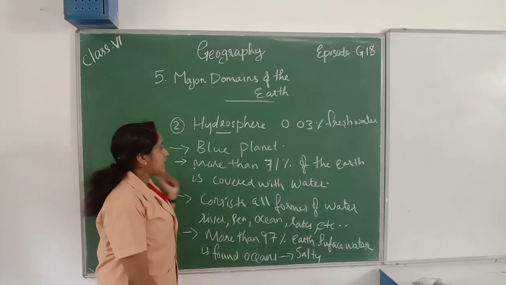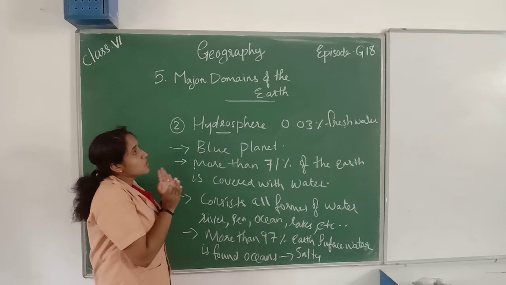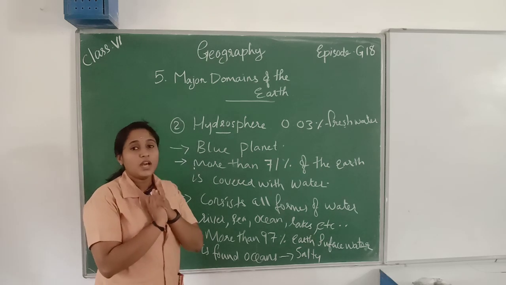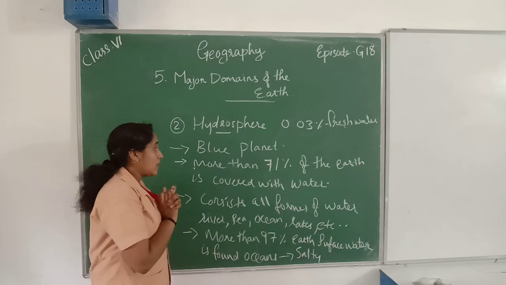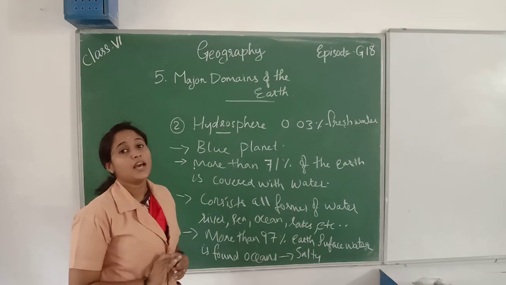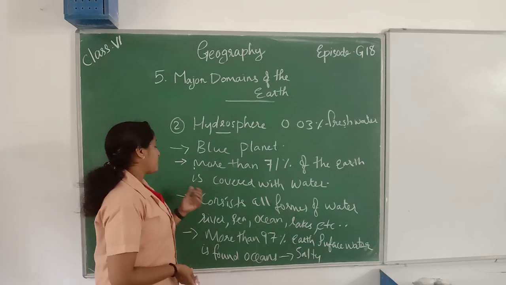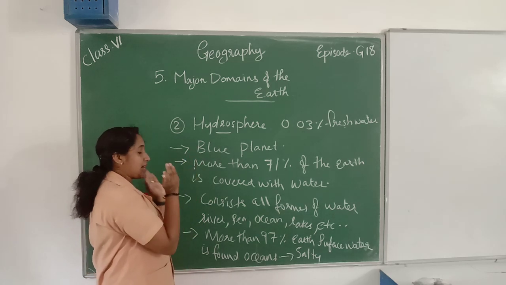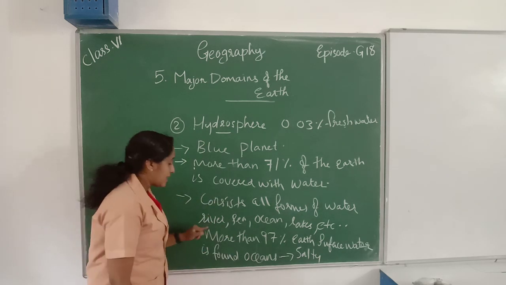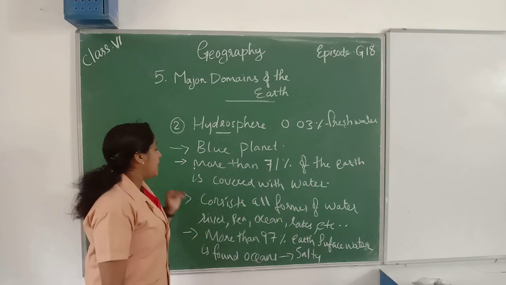Okay, so look at this. What do you mean by hydrosphere? Hydrosphere is the second domain of the Earth. Because our planet is called the blue planet. Why? Because more than 71% of the Earth is covered with water or water bodies. You can see that in your text, the world map. And the hydrosphere consists of all forms of water bodies, like rivers, sea, ocean, lakes, glaciers, etc.